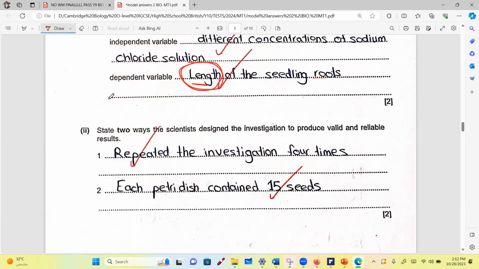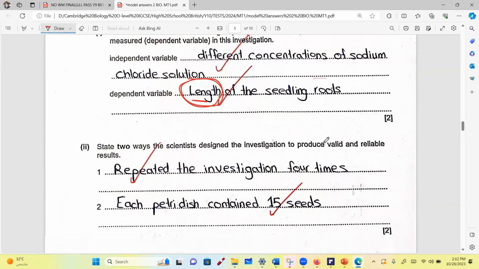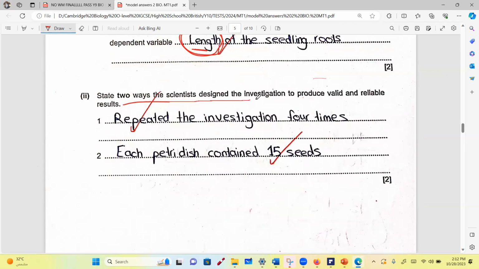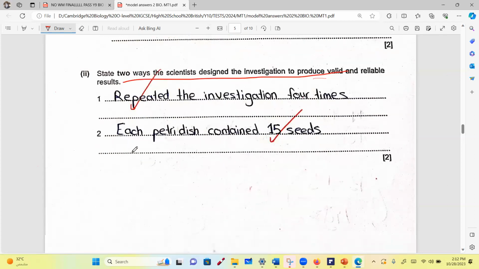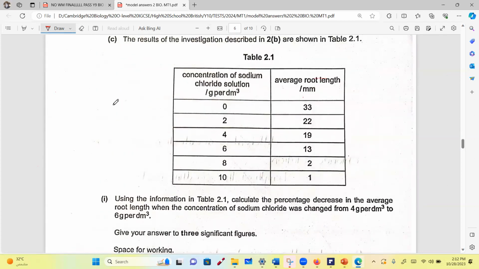Okay, and they explained here what they did. They said that they repeated it 4 times and they used 15 seeds. The question was very, very obvious. And most of you got this correct. The 2 ways to make it valid, you all gave me a correct answer here. Okay, now, percentage change.